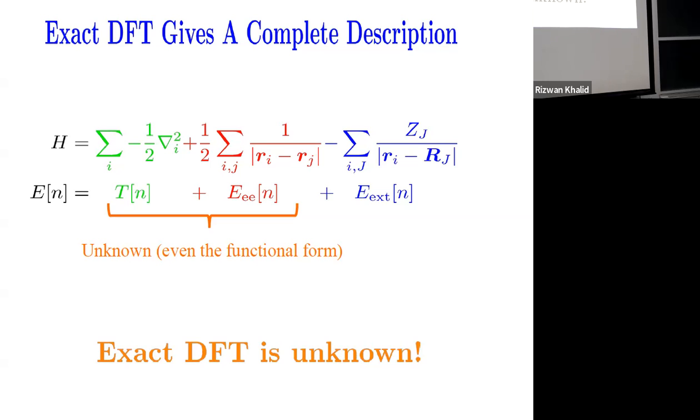This square bracket is for denoting the functional. A functional is something which maps functions on numbers, like functions map numbers on numbers. Functionals map functions on numbers, like definite integrals. You give a function and integrate over definite limits, you get a number. So exact DFT is unknown because we do not know the form of the kinetic energy and electron-electron repulsion energy as a functional of density.